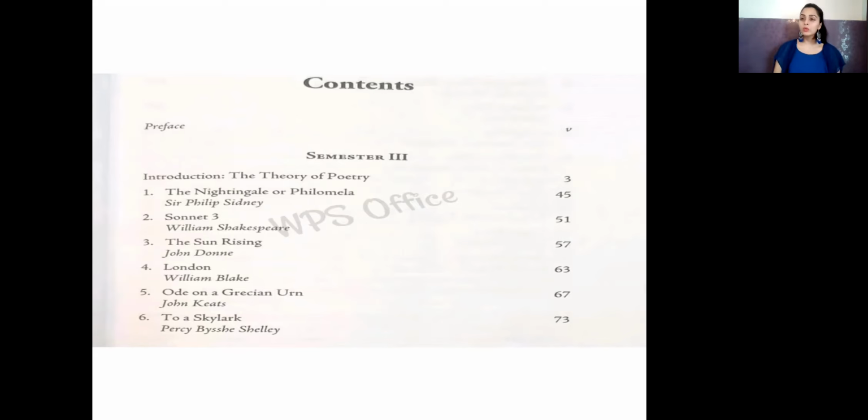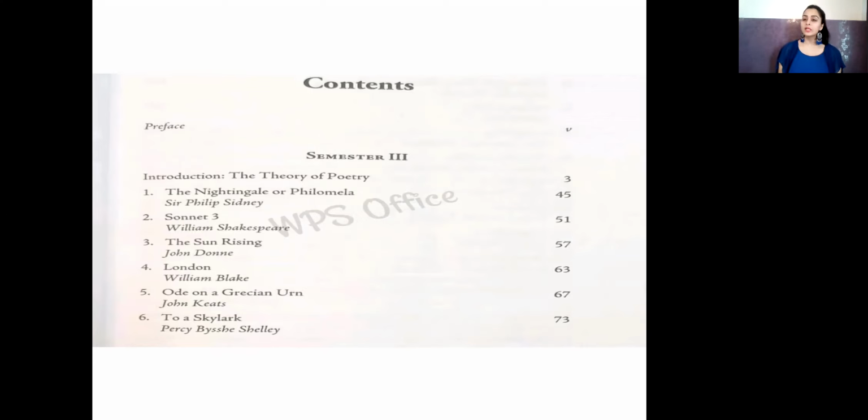Then it's explained about the poem. Whatever poem he has written, suppose the Nightingale, so Sir Philip Sidney has written Nightingale. Why did he write that poem, what is the idea of the poetry, what are we going to learn from that poetry. And then comes the poetry part, and later on there is a glossary. If you can see here, the glossary is there, with words from the poetry that are required. All of this will be discussed once we start doing the poetries.